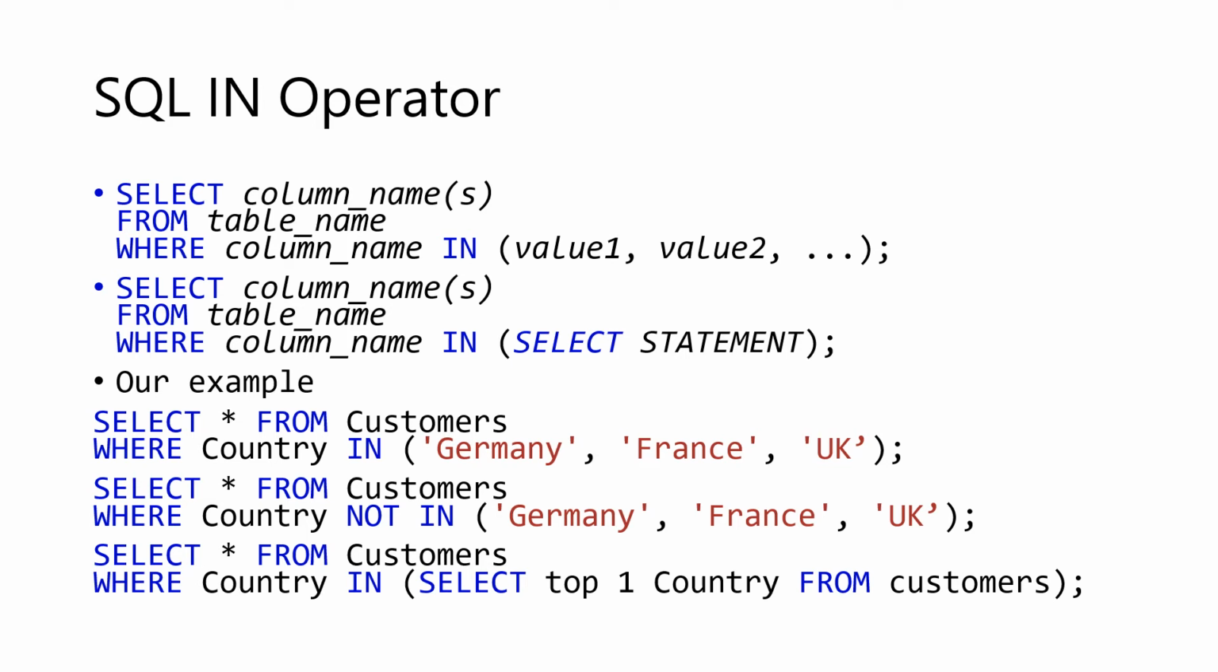SQL IN operator is used where user wants OR condition between different values of same column. For example, if you want to get customers from either Germany, France or UK, you can use multiple OR conditions, or you can use SQL IN operator like this.